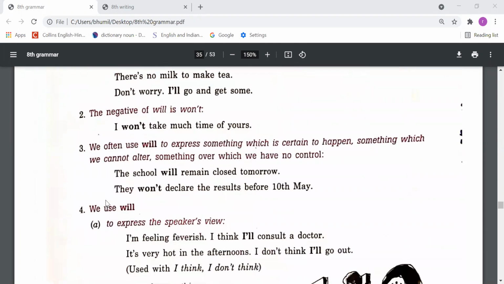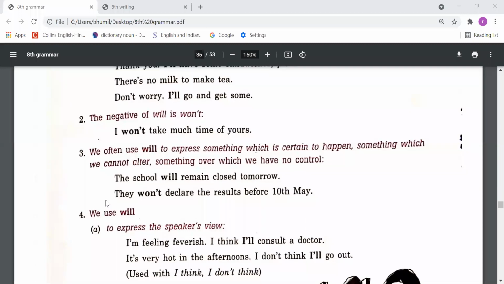We often use will to express something which is certain to happen, something which we can't alter, something over which we have no control. So basically, what will happen in future, and we can't alter that, we can't make any change. That will happen definitely. For this sense, we use will. Like, the school will remain closed tomorrow. They won't declare the results before 10th May.